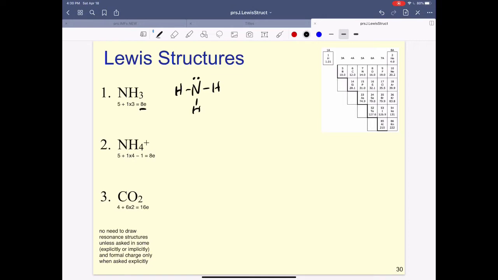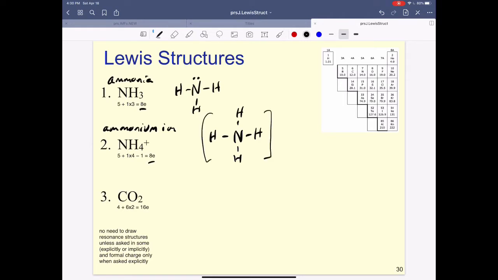Continuing on to the ammonium, this of course is ammonia, and this is ammonium ion. And with 8 valence electrons again, the nitrogen in the middle, and this time 4 hydrogens attached. And it's common practice to put polyatomic ions in square brackets and indicate the charge outside of the brackets.